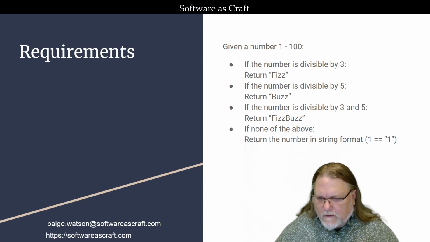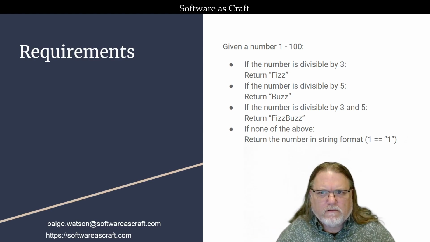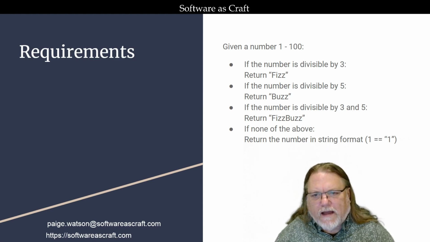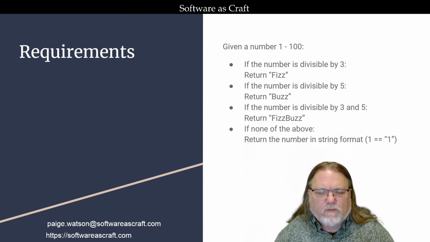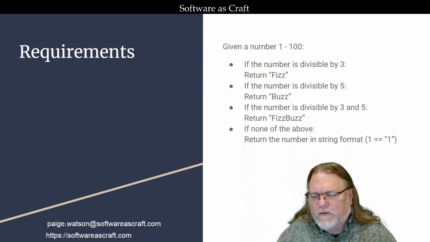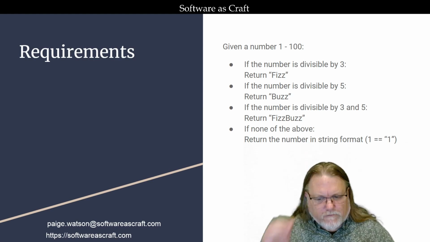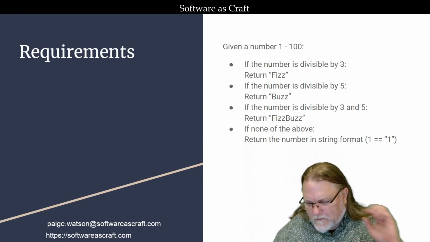So when I approach this, I usually start with the last requirement. This is because that's the one that covers the most, and I think it's also kind of the simplest. We could start anywhere, but let's start with returning the number in string format. I think that's easier.